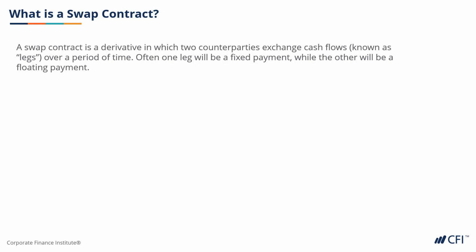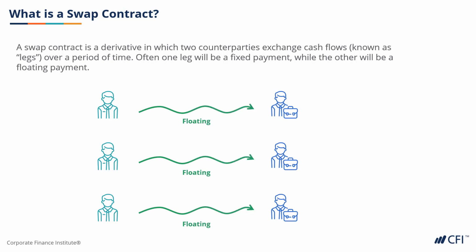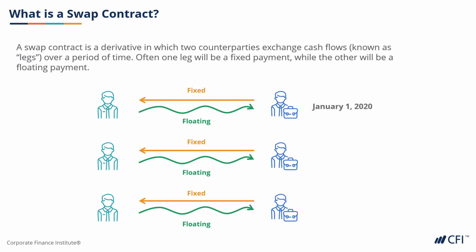Here we have a visual example of a swap, where two counterparties are swapping three payments. The floating leg is represented by the wavy line. The fixed leg is represented by the straight line. One payment will be swapped on January 1st, 2020, the next one 6 months later, with the final one on the maturity date, being the expiration of the swap.